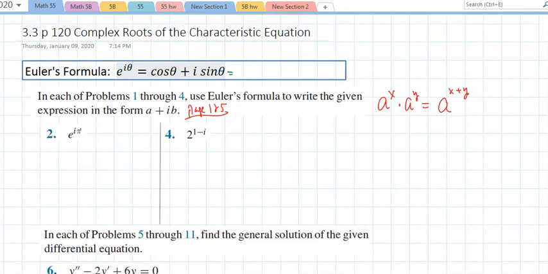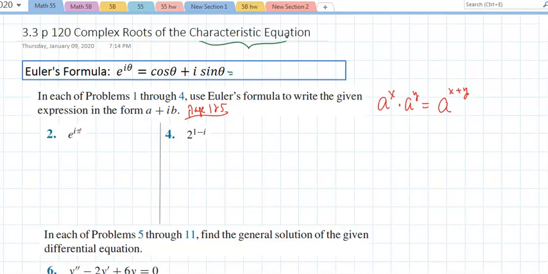Section 3.3 is on page 120, talks about complex roots of the characteristic equation. Recall how we get the characteristic equation. In this case, if it is a second order differential equation, then that would mean that the characteristic equation is a quadratic. And a quadratic could have one of three solutions.